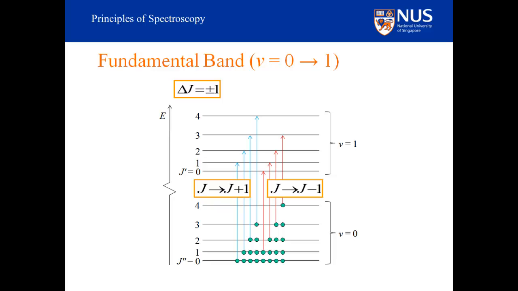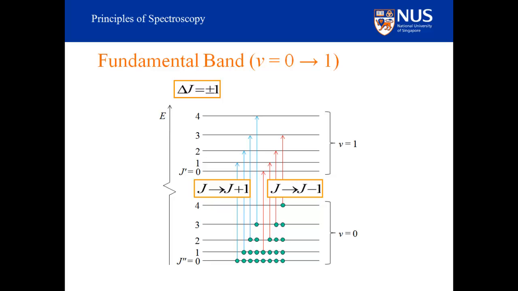Or I can get transitions like this, from J equals 1 to J equals 0, J equals 2 to J equals 1, J equals 3 to J equals 2, and J equals 4 to J equals 3, and so on. So I can have these blue transitions where J is increased by plus 1, and I can have these red transitions where J has decreased by 1.